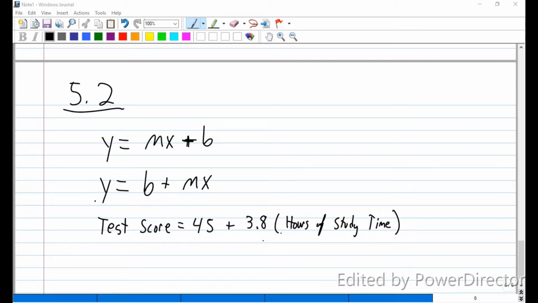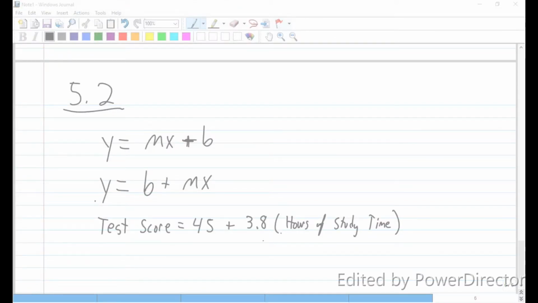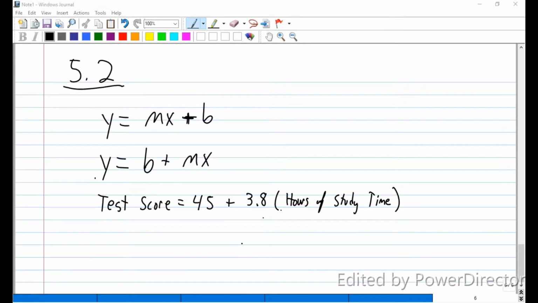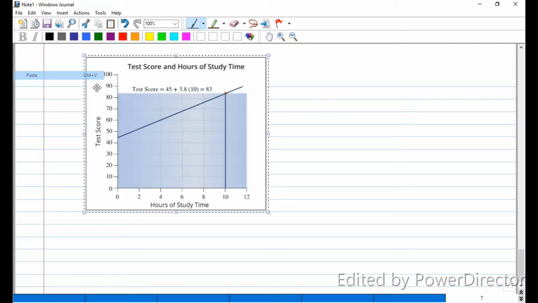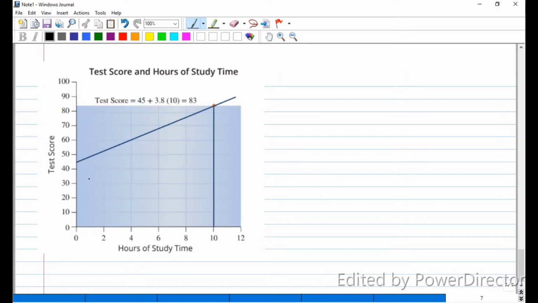So here is a graph of this mathematical model. It shows hours of study time, see here at 0, and then here at 10 hours, it shows a prediction of what you would make on the test. Now, is that model exact? No. There's some error in that model, right? Just because I study 10 hours, I'm probably not going to make exactly an 83.